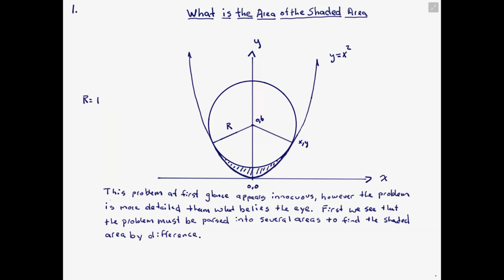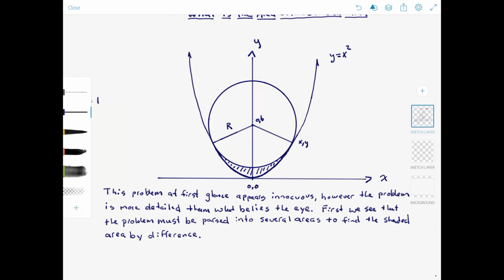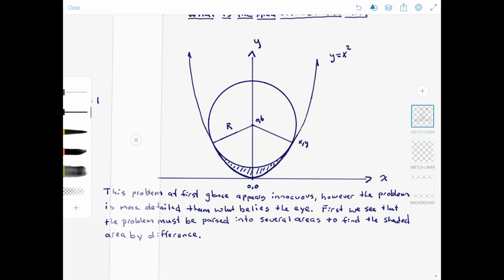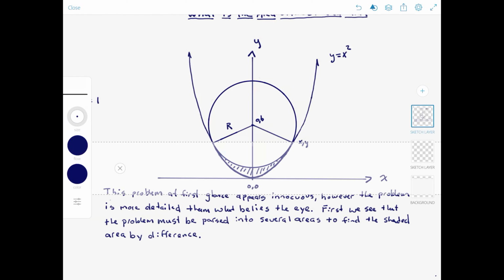Now, first off, we see that we're going to have to parse this problem into several different problems. Basically, what we're going to do is take a look at this problem as a difference between several different areas that we've constructed. The first area that we will be constructing is the area of the rectangle of the intersect points, and that would be the points x, y and negative x, y.